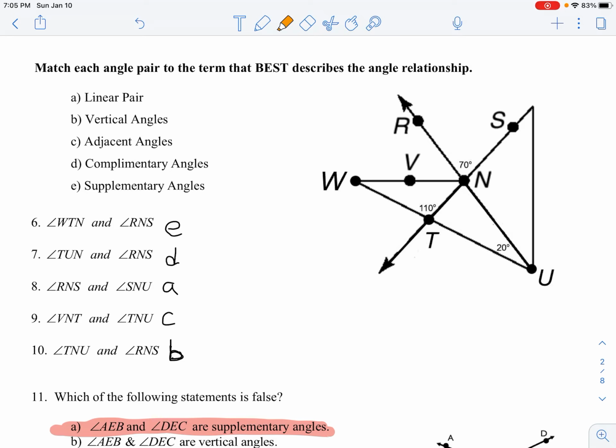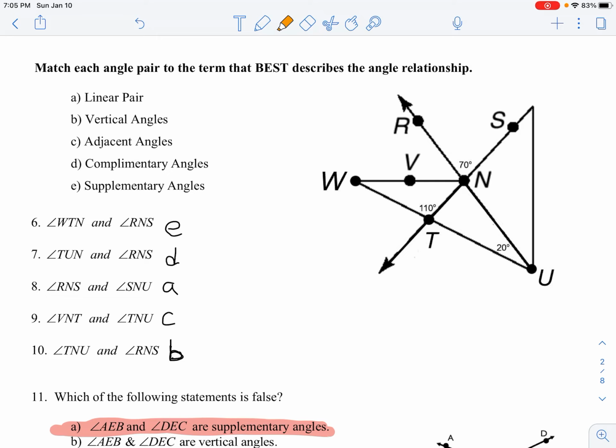Next one, TUN. T to U to N is right there. RNS is right here. So 20 plus that 70, that's going to be 90, which would make those complementary angles. Next one, RNS and SNU. Looks to me like we've got a straight line that's formed with those angles, so that would make a linear pair. If you have two angles that are adjacent, meaning they share a wall and a vertex, and they're supplementary, that would be a good sign that you have a linear pair.